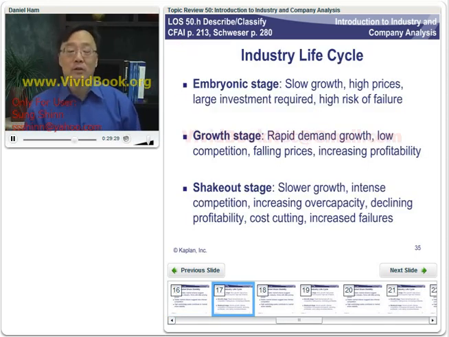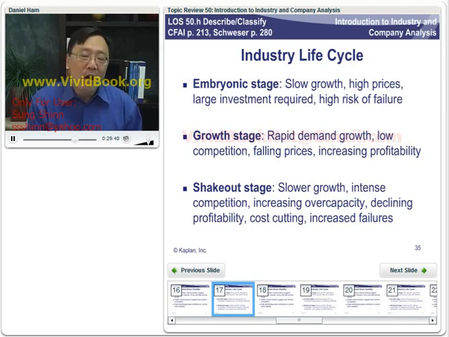What do you have? You have slow growth. You have high prices because, in terms of the efficiency curve, the cost per output is going to be very high. You're going to have large investment required. There's a very high risk of failure because there's very little market share. There's very little demand, as you notice at the first stage.